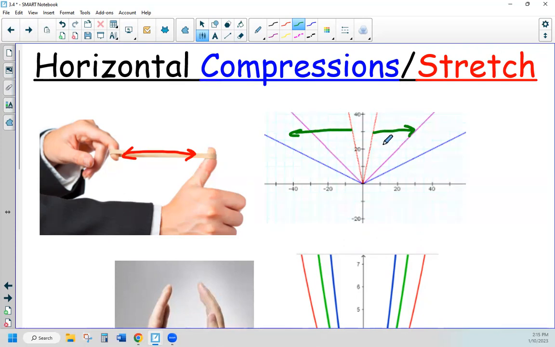Now, the part that makes this a little interesting is that a horizontal stretch, which is this right here, wouldn't that be equivalent to a vertical compression? Which means if we grab this function and squish it like this, vertical compression, and it is true. A horizontal stretch causes the same thing as a vertical compression. So that is something that you want to keep in the back of your mind.